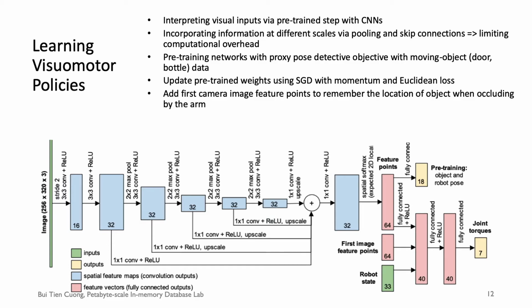The fully connected layers of the network are trained using path integral policy search to produce the joint torques, while the weights in the convolutional layers are frozen. Note that we add to the model a set of feature points collected from the first camera image to allow the policy to remember the location of the object in case of occlusion by the arm.